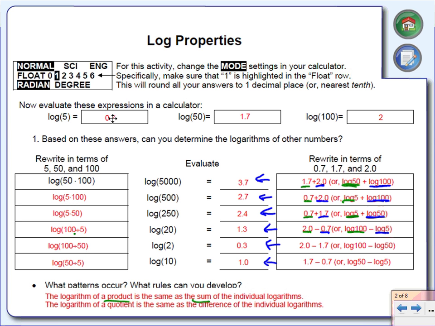But the last three that we saw, a little bit different. Here we have the logarithm of a quotient is the same as the difference of the individual logs. So the division is the same thing as the subtraction. Division is the same thing as subtraction. The product is the same thing as the addition.